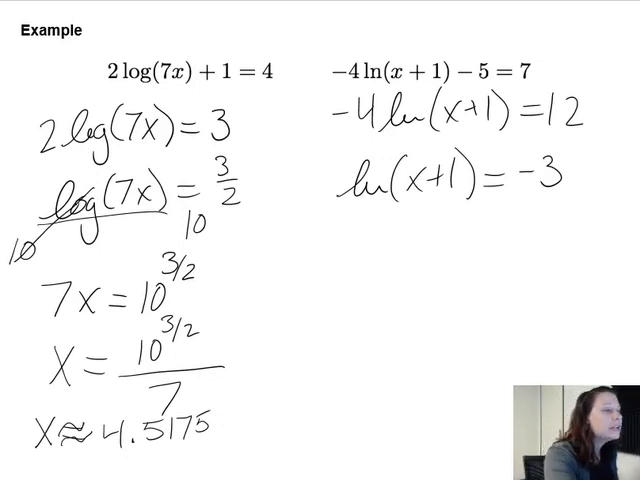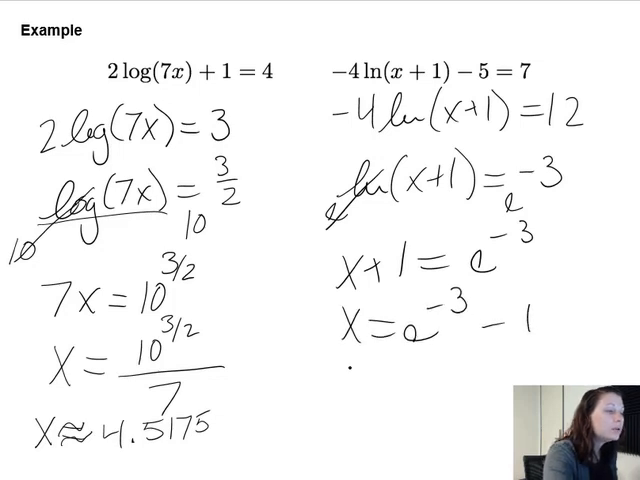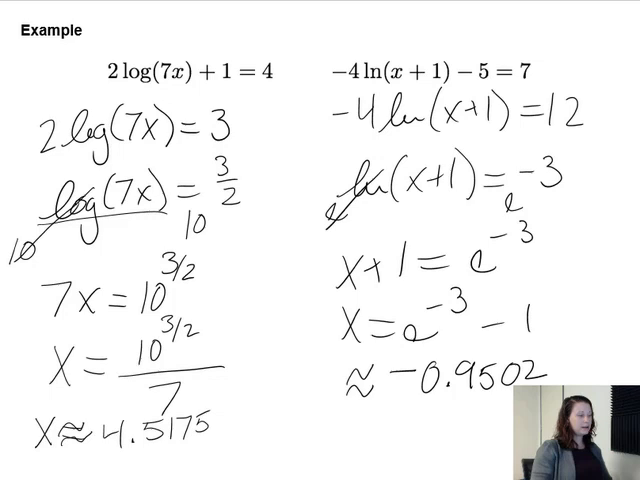All right, so from here, that means we have natural log. This is base e. So e to this side equals e to this side. So cancel out the e and ln. So we have x plus 1 is equal to e to the -3. Then we can subtract the 1. So x is equal to e to the -3 minus 1, which is approximately -0.9502.